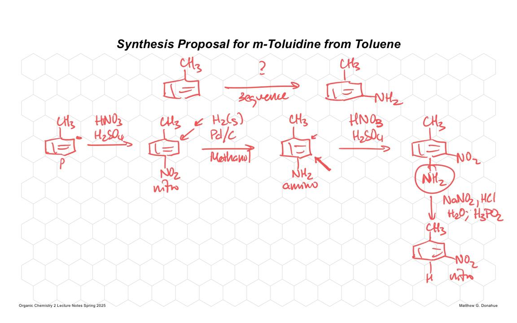And now we have the correct relative positions, that meta relationship. The last step is just doing the reduction of the nitro group to the amine. So just to change things up, we can use the tin dichloride and ethanol. And we end up with the meta relationship.